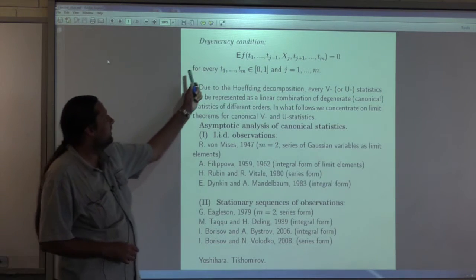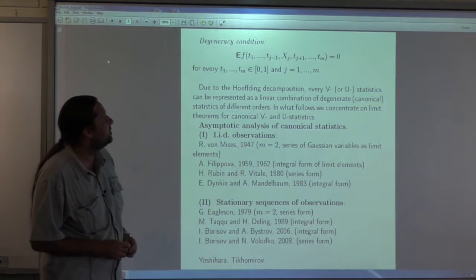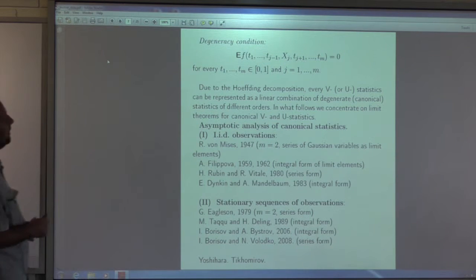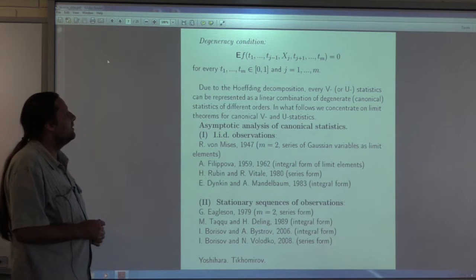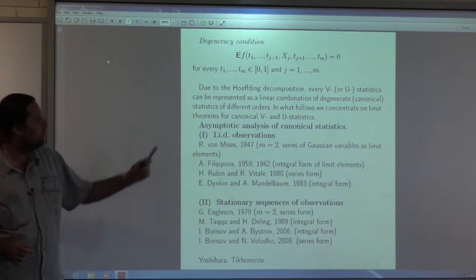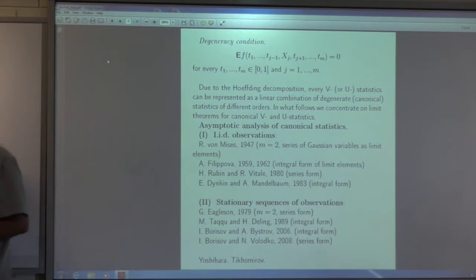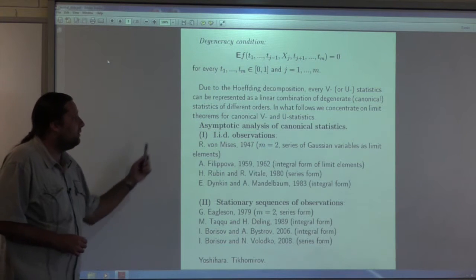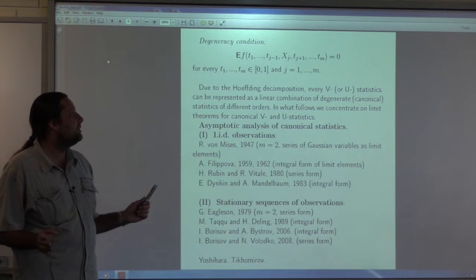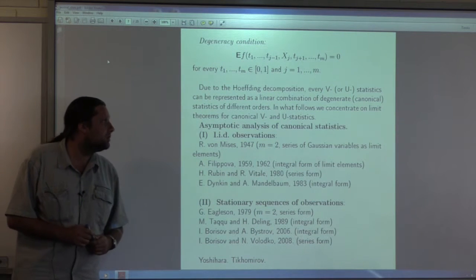So, here is the degeneracy condition, which in the previous example means that the function g is 0, and we cannot apply the classical central limit theorem. This is the most difficult case, and it is also called canonical because, due to the Hoeffding decomposition, which was derived by Hoeffding in the 1940s, I think, any V or U statistics can be represented as a linear combination of canonical statistics with such kernels, canonical kernels.